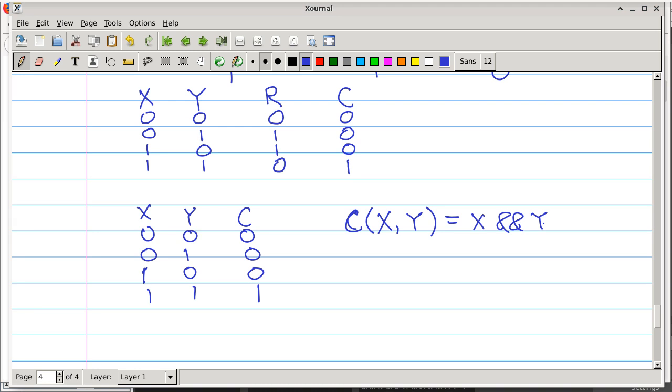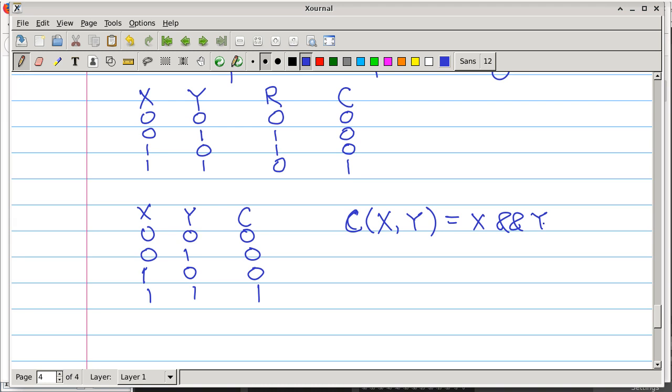Which function? Oh, this one? Yes, it only works in base 2. Only when the digits are base 2 digits will this work. You're correct.